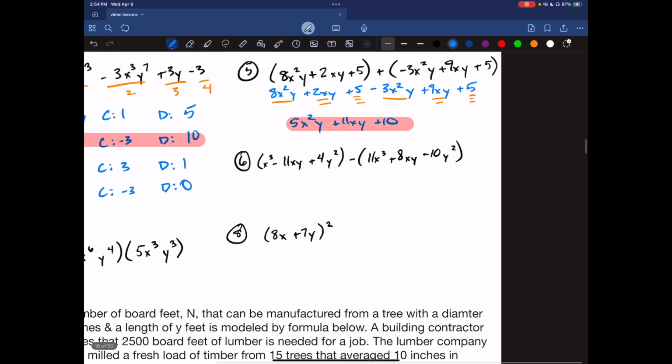Okay, and then just like earlier, on number 6, we're going to drop the parentheses in the first one and distribute the negative through the second one. So I got x cubed minus 11xy plus 4y squared minus 11x cubed minus 8xy plus 10y squared. And again, I'm going to take some time and find my like terms. I got xy here and here. I have y squared here and here. So this is going to be minus 10x cubed. That's going to be minus 19xy, and that's going to be 14y squared. Okay, that is it.